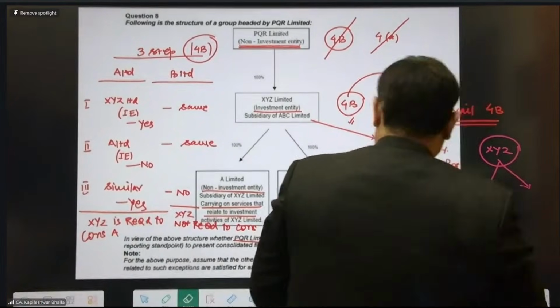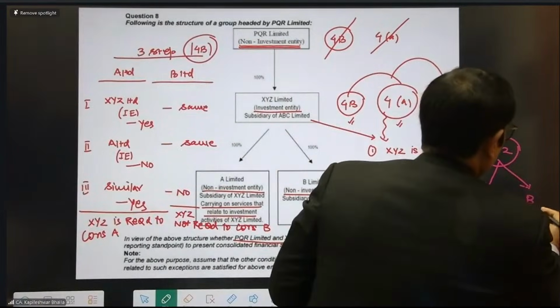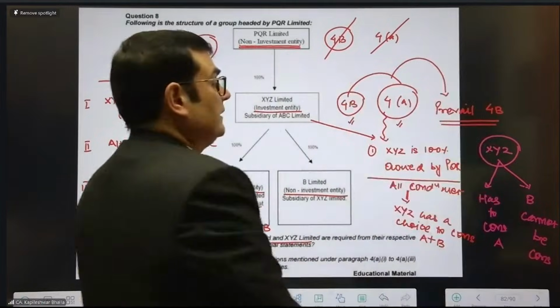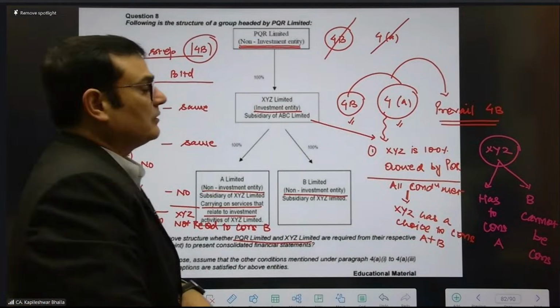You're absolutely correct. So in this particular case, we can say that B cannot be consolidated. In this case, A will be consolidated and B cannot be consolidated. You're right. So I think that gives us an insight on the scope of the standard.